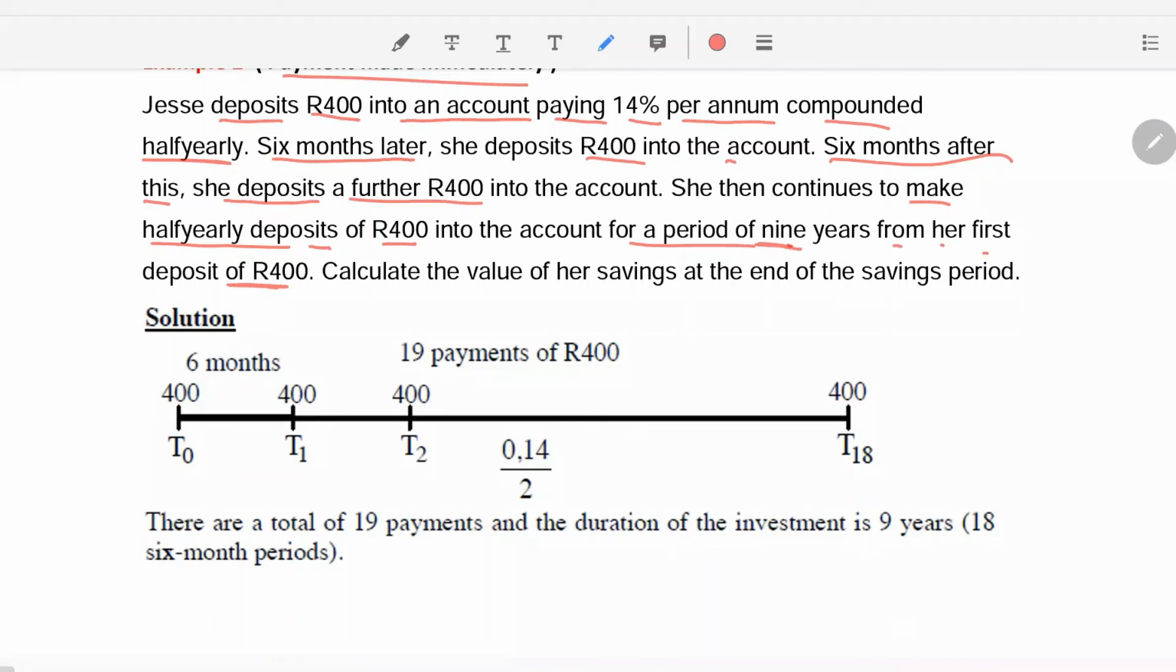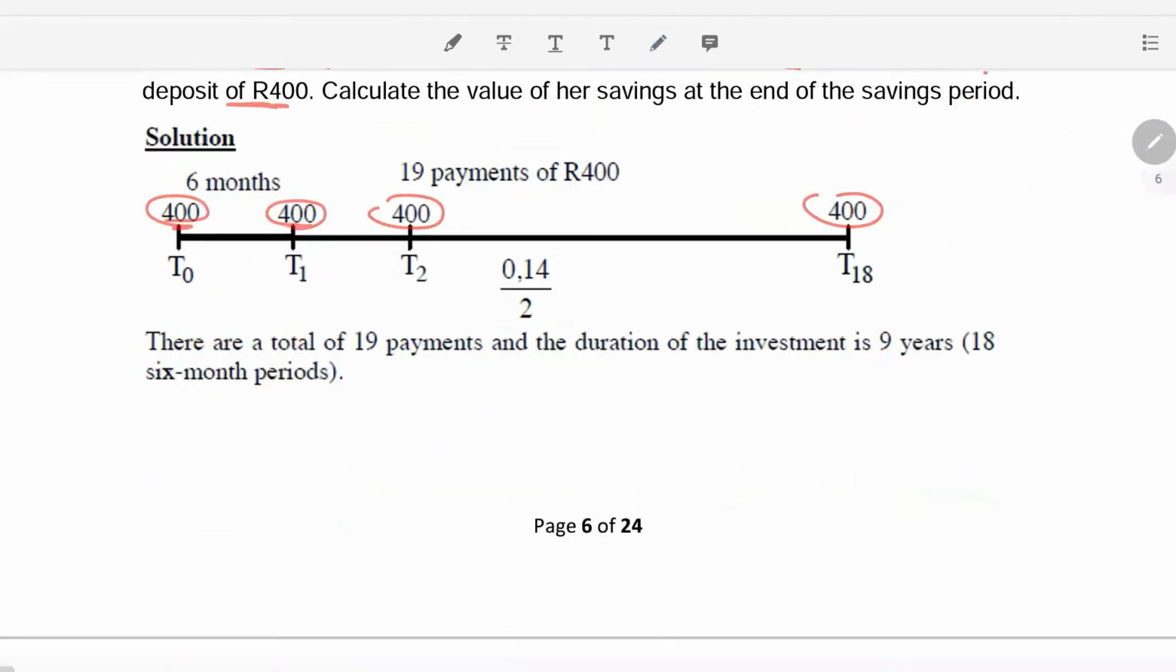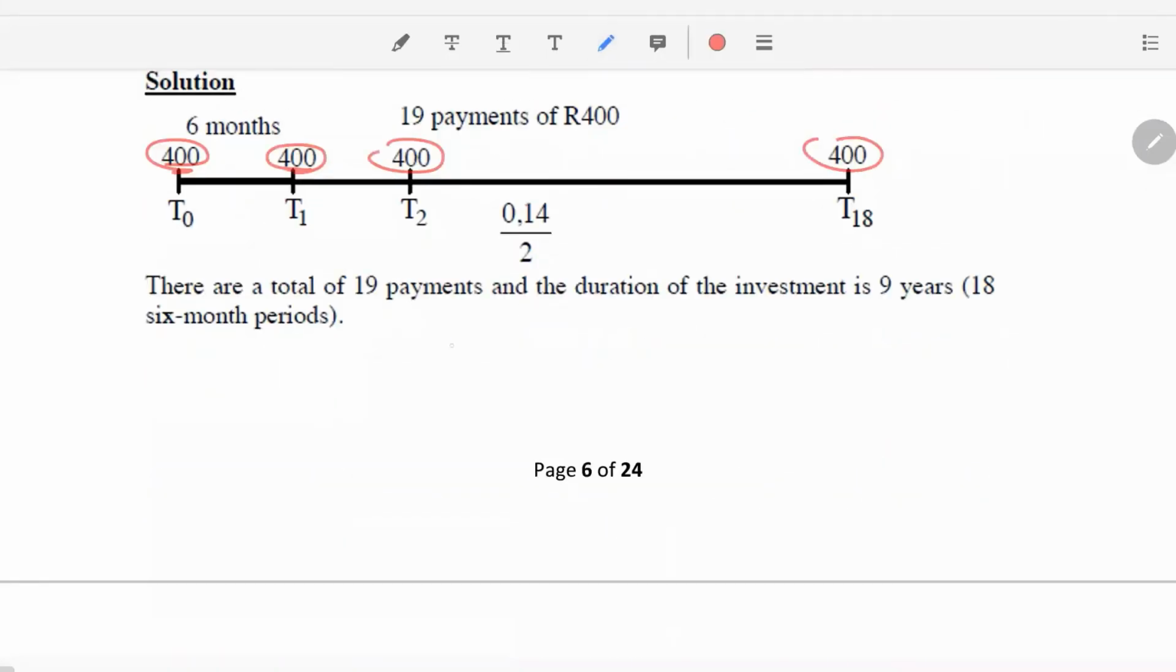So Jesse deposits 400 into a savings account, like today or like now. And then 6 months later, makes another deposit of 400. And he keeps on doing that until the end of 9 years. And he's doing this after every 6 months, meaning after every half year. So that would be 9 years times 2. This will give you 18.